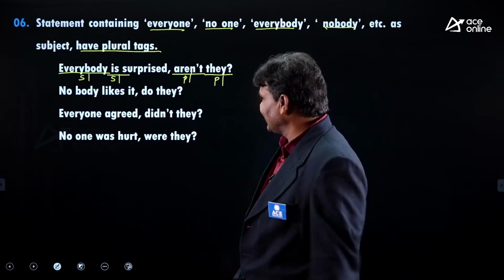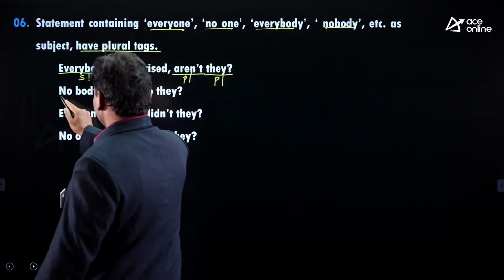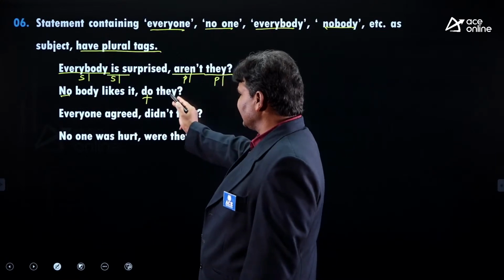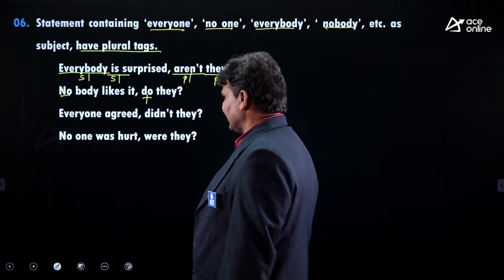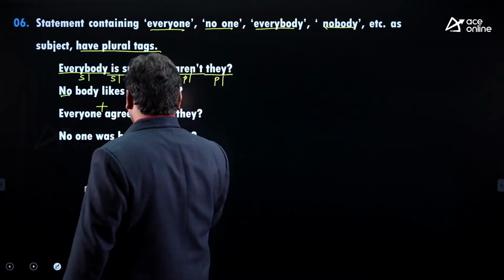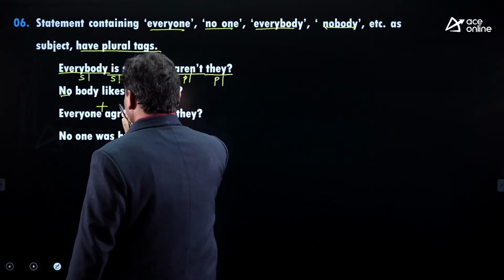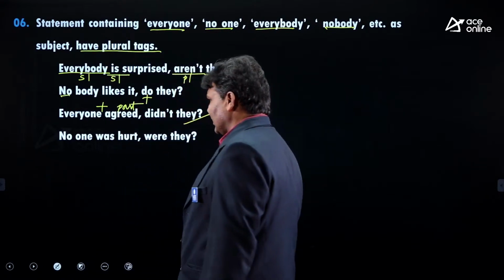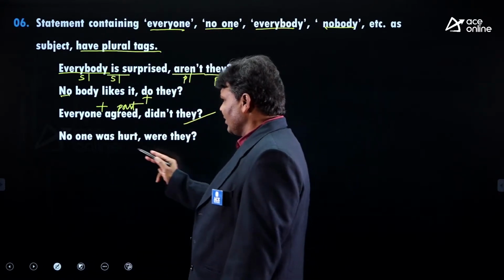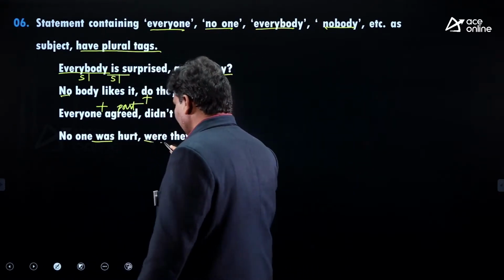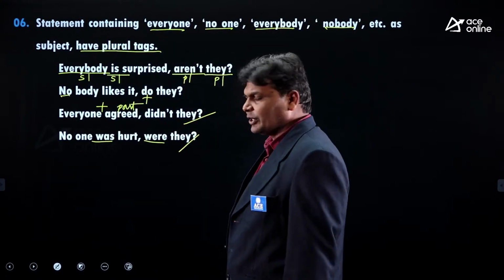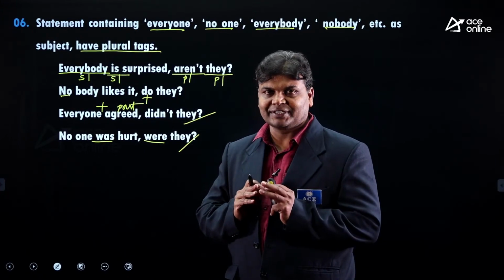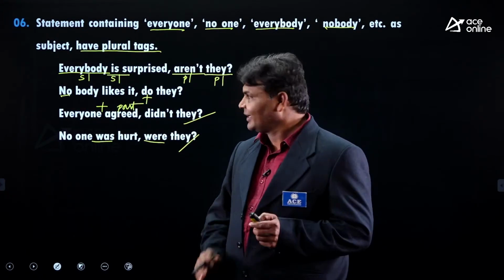have a plural question tag, students. Nobody likes it. Negative, so definitely the tag will be positive and plural. Take care of the plural now. Everyone agreed. This is positive, and didn't, because agreed is in the past tense. So again didn't they, plural. No one was hurt. Was is in the past, so definitely were, plural, and they, only the pronoun will be there. Take care of these statements, right?